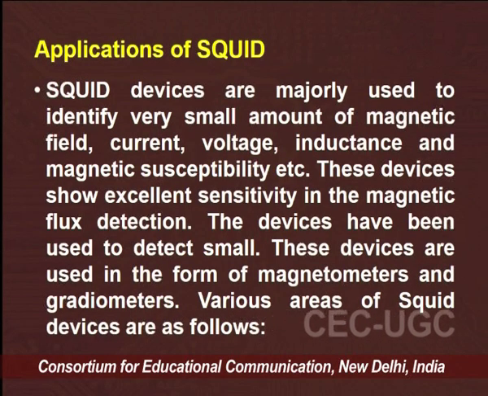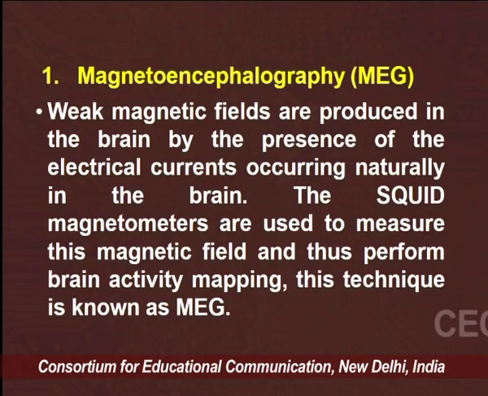Various areas of SQUID devices are as follows. Number one, measuring the weak magnetic field produced in the brain by the electrical currents occurring naturally in the brain. So SQUID magnetometers are used to measure the magnetic field and thus perform brain activity mapping. This technique is known as magnetoencephalography, that is the MEG.